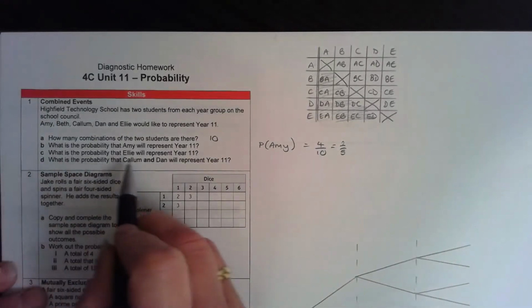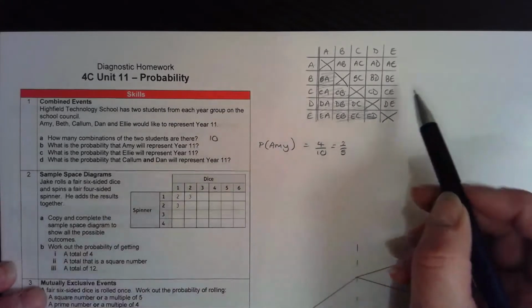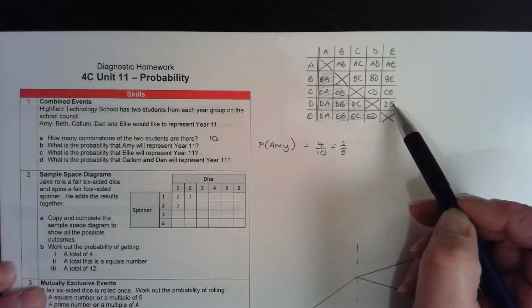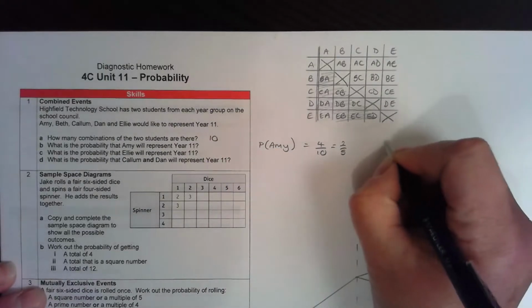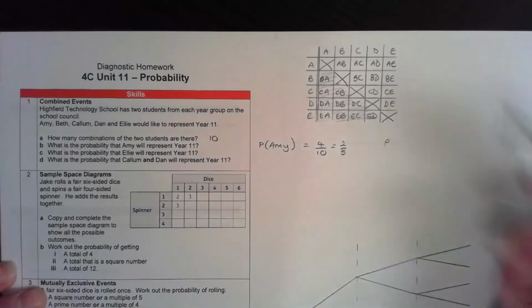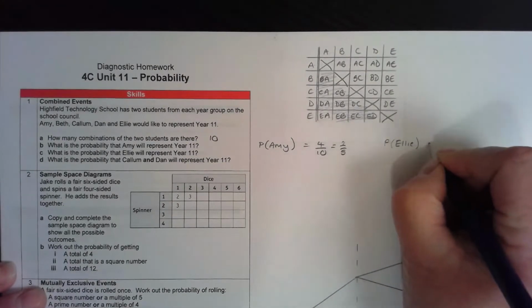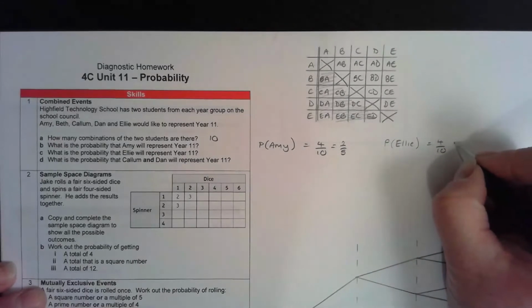What is the probability that Ellie will represent Year 11? We'll look through here. I've got 1, 2, 3, 4 pairs, 4 combinations that contain Ellie. So the probability of one of my combinations including Ellie is also 4/10 or 2/5.